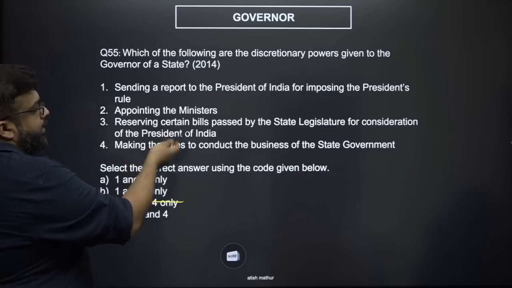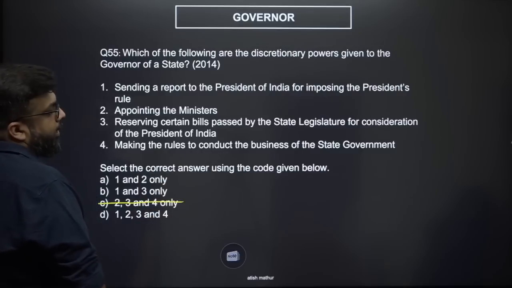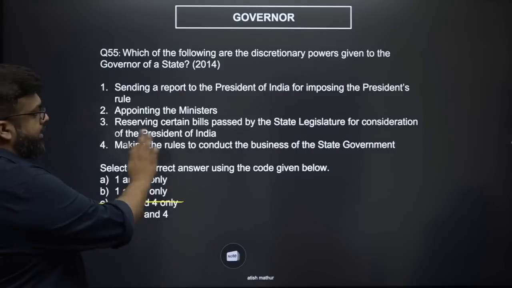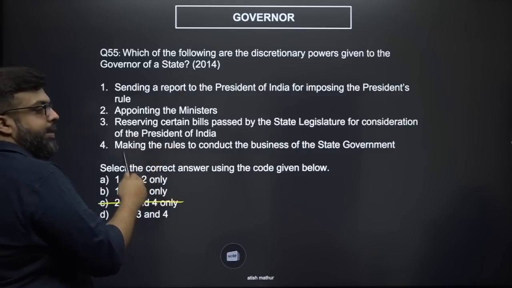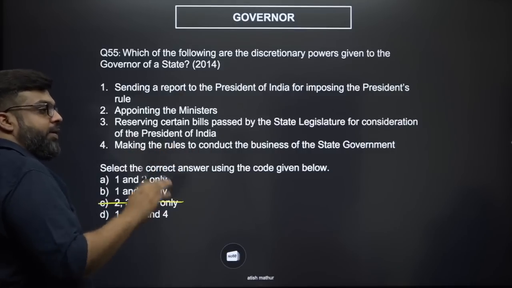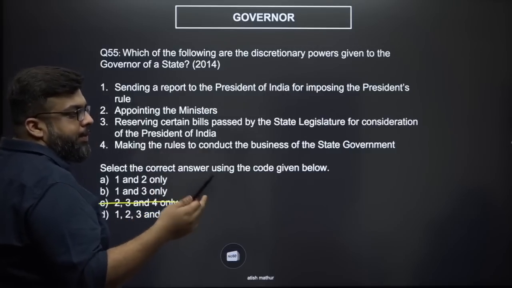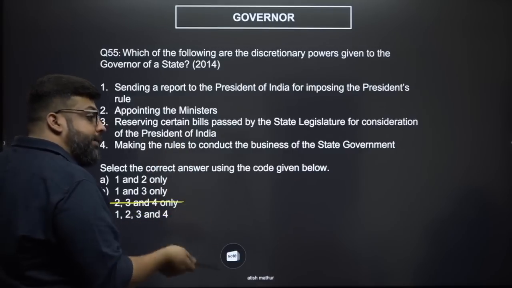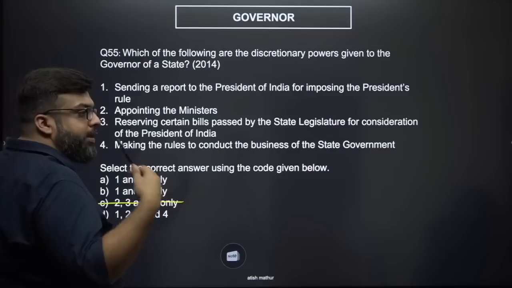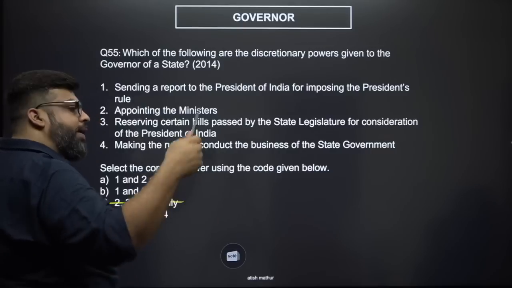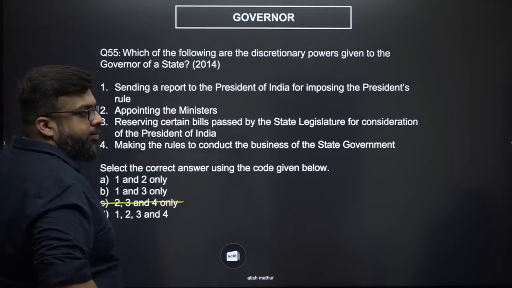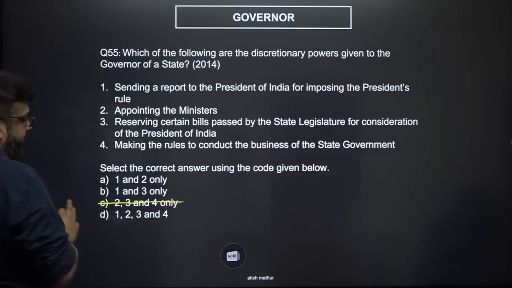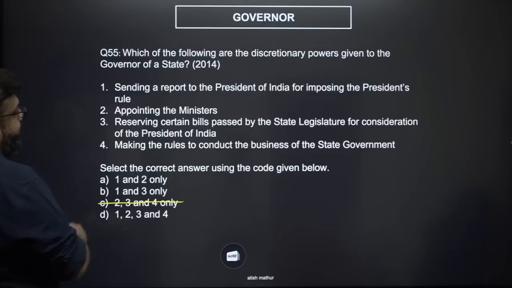Then you look at reserving certain bills passed by the state legislature for consideration of the President of India. Reserving certain bills passed by the state legislature is a discretionary power. If the governor feels that a bill must be assented by the President, you can reserve it. A bill which contains alteration of High Court powers must be reserved for the President. And why would the Council of Ministers tell the governor, why don't you take it up to the President? I don't think you're up for it. So the third is definitely a part of it. So 1 and 3 is definitely true.